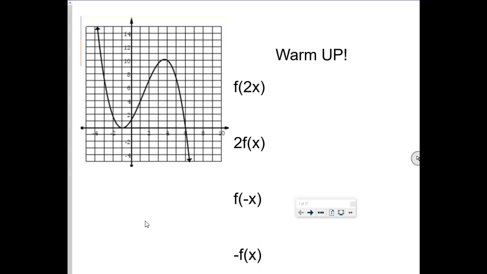I want you guys to discuss what these 4 transformations mean, and then I want you to share your wonderful thoughts from your neighbor with the class in a moment. But I'm going to pause the video.